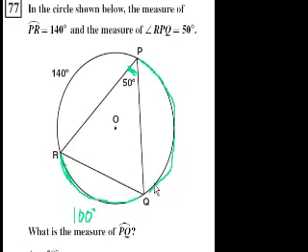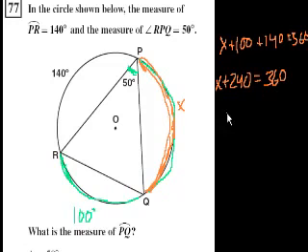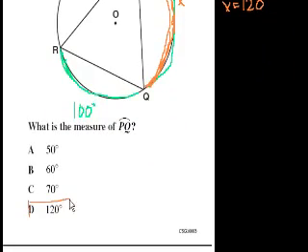What we're trying to figure out, this arc measure right here, is whatever you have left over. A whole circle has 360 degrees. Let's call this x. So x plus 100 plus 140 goes all the way around the circle, and that's equal to 360 degrees. So you have x plus 240 is equal to 360 degrees. Subtract 240 from both sides. You get x is equal to 120 degrees. Choice D.